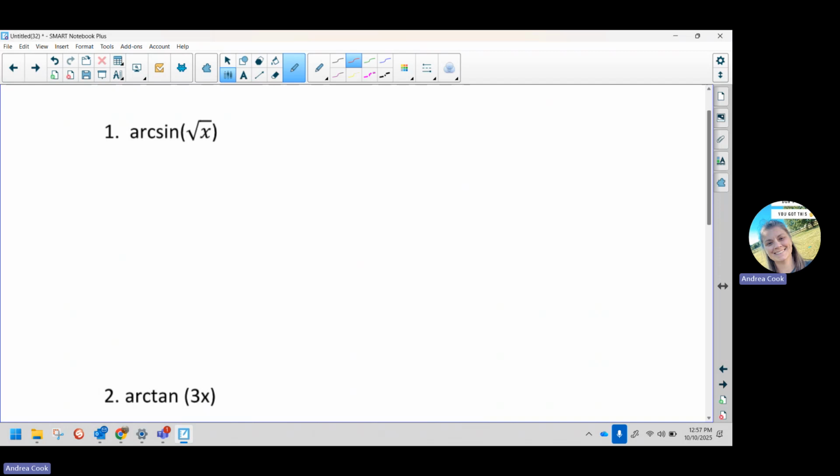So first thing I like to do is write the formula. The derivative of arc sine is u prime over the square root of 1 minus u squared. Then I'm going to go off to the side and identify what is u: the square root of x. So what is u squared? x. And what is u prime? What is the derivative of square root of x?